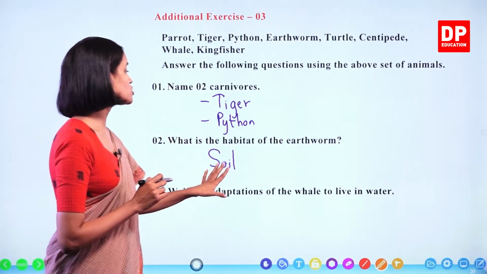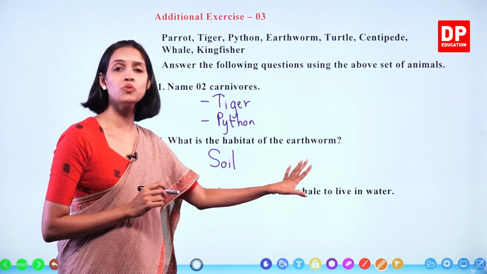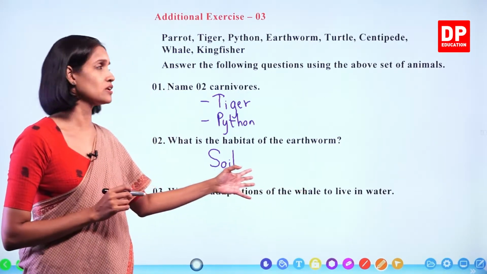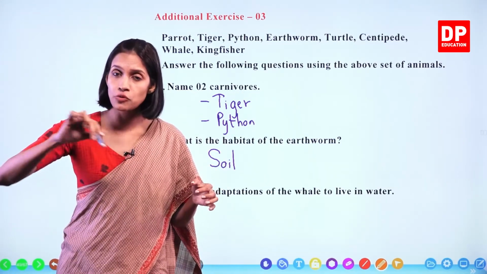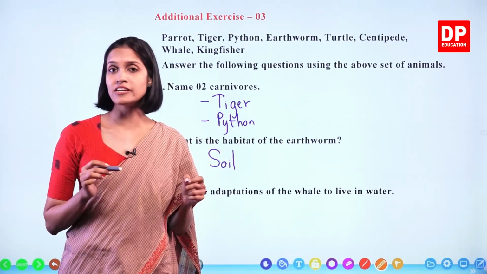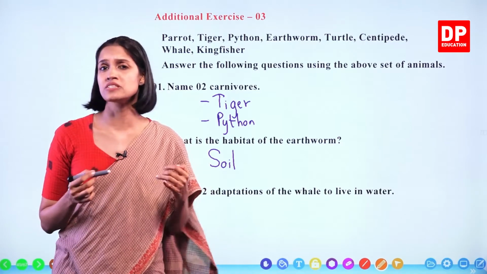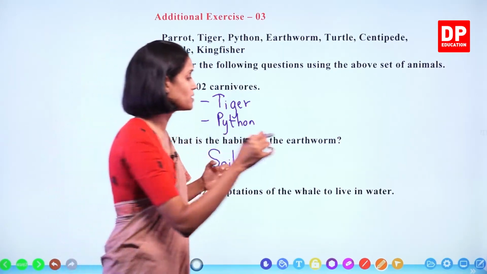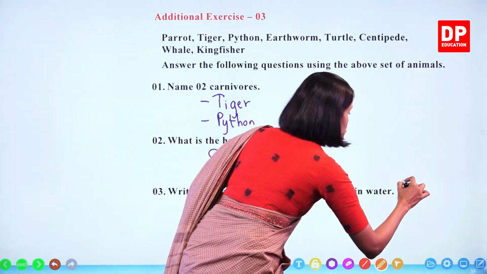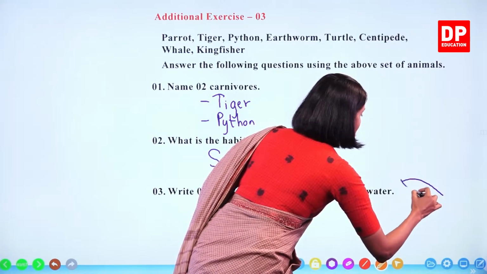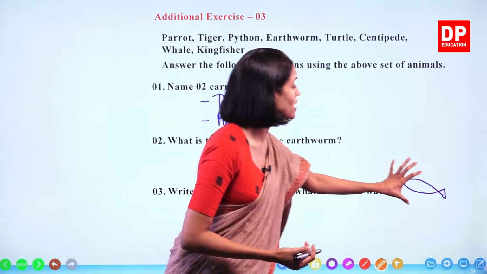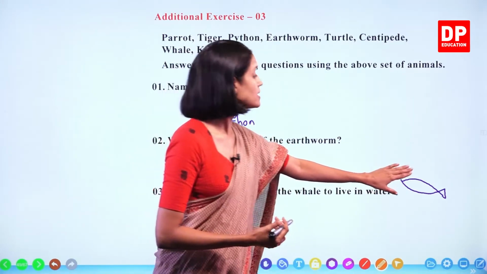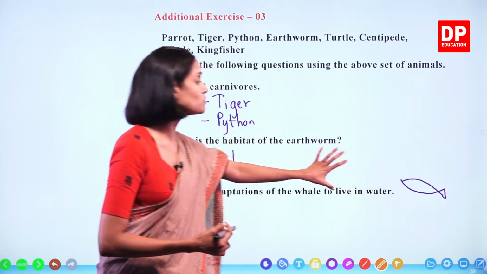Write 2 adaptations of the whale to live in water. What are the adaptations, children? You all know that whales have a streamlined, fish-like body shape. Right, children? That is one adaptation because of the presence of this streamlined body shape. What is the meaning of streamlined shape? This is the streamlined shape, children. Fish-like body shape. Now, whale has a streamlined shape. Because of this one, they can easily move through the water currents.